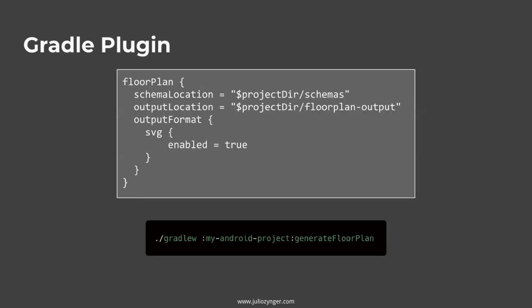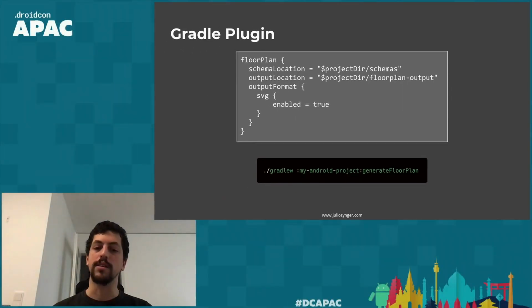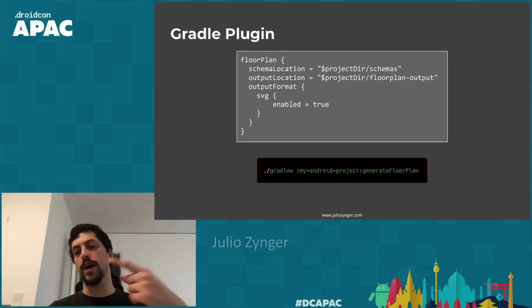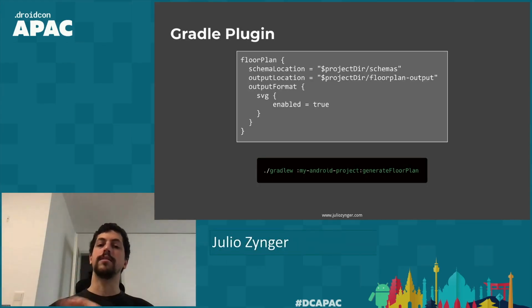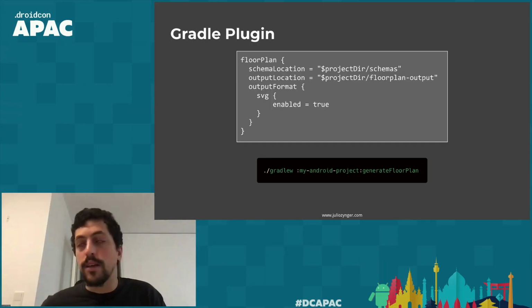But being Android engineers, we rely a lot on Gradle. So FloorPlan is also distributed as a Gradle plugin, and that's actually how most of the use cases for FloorPlan are these days. The way it works is you apply this Gradle plugin into your setup, and then you can specify some properties like schema location, where the output is going to be set, and which format you're interested in, if you want SVG, PNG, or whatever. And then you can run a Gradle task. We generate this Gradle task called generate FloorPlan that runs the pipeline and translates the schemas into the ER diagrams.